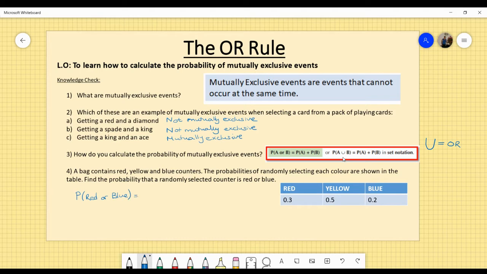And because it's the OR rule, we can use this thing, so we can split it up into two separate parts. So the probability of red added to the probability of blue. And therefore, from the table, we can look them up. The probability of red was 0.3. And then we add that to the probability of blue, which is 0.2. And then we work it out to give us a probability of 0.5.